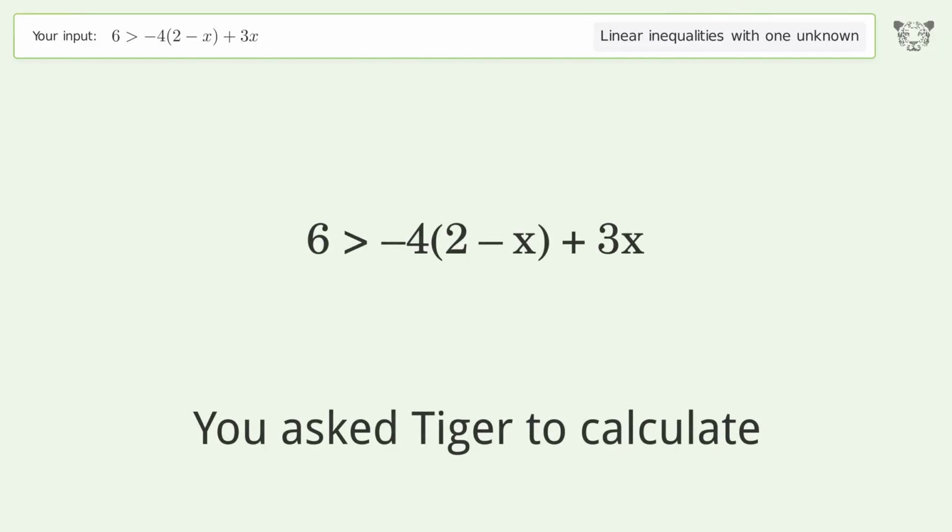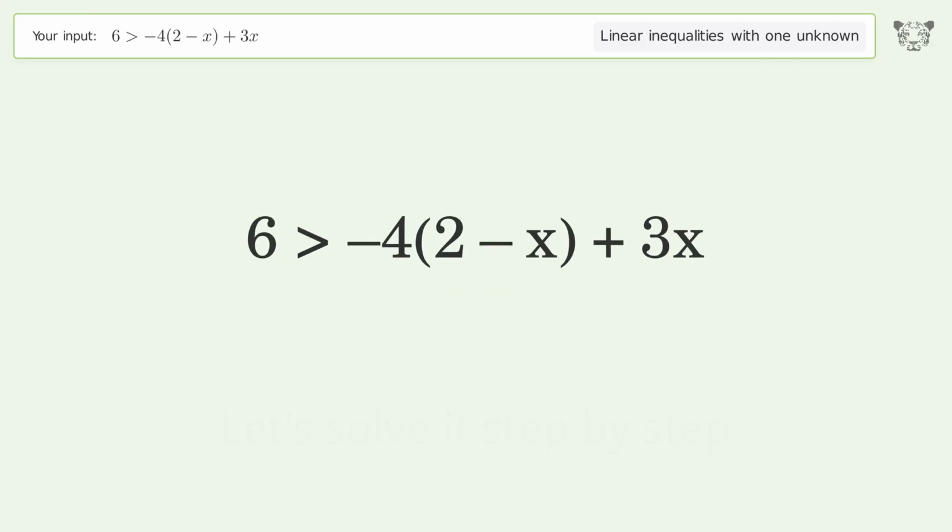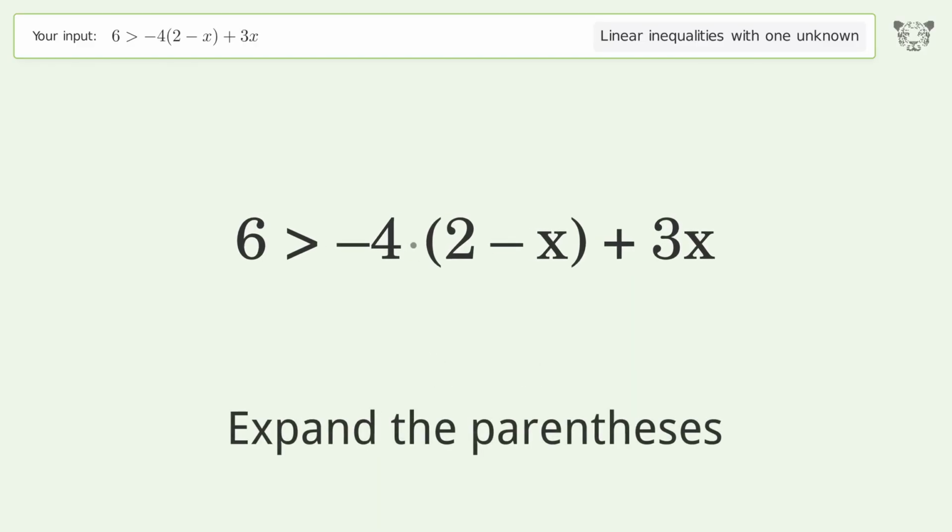You ask Tiger to calculate. This deals with linear inequalities with one unknown. The final result is x smaller than 2. Let's solve it step by step. Simplify the expression. Expand the parentheses.